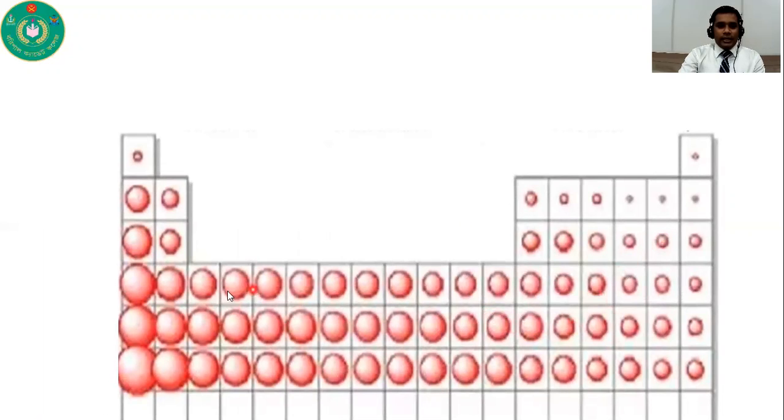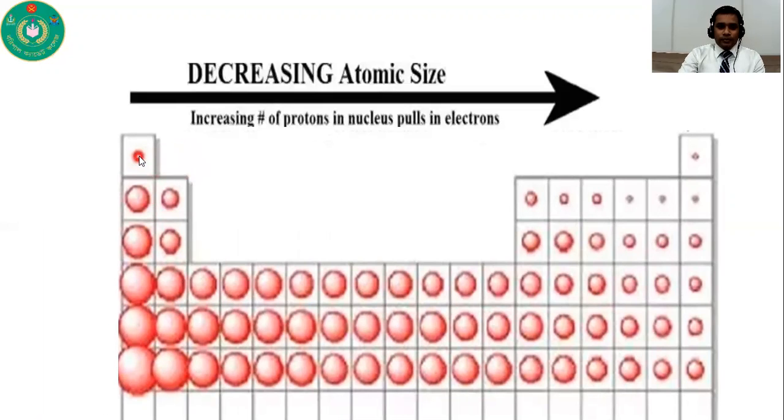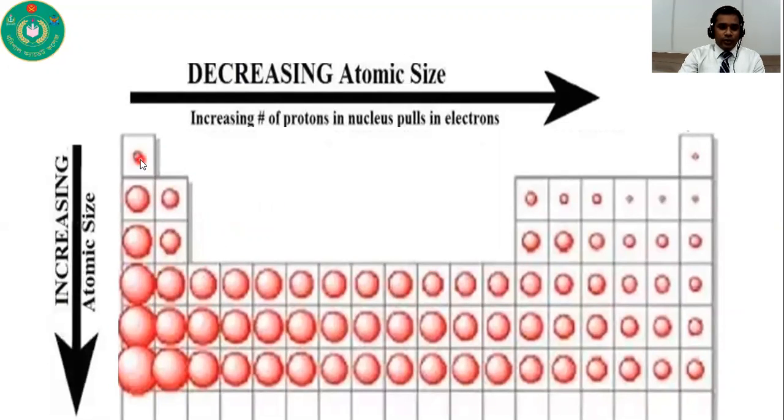Here you can see that if we go from left to right, this atomic radius decreases. And if we go from top to bottom, atomic radius increases. So from left to right, atomic radius decreases, and if we go from top to bottom, atomic radius increases.